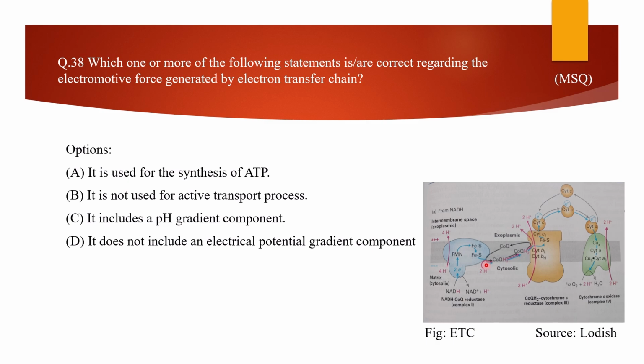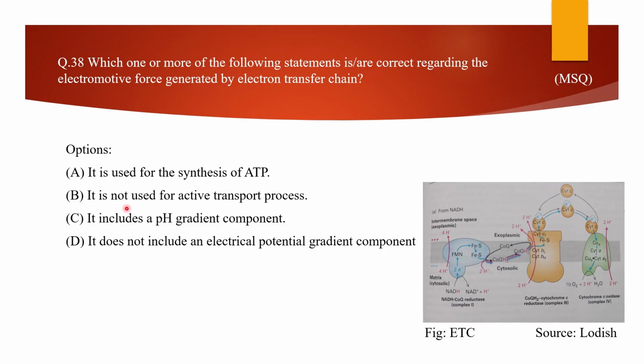There is an enzyme, ATP synthase, which is also embedded in the inner mitochondrial membrane and uses the proton gradient to synthesize ATP. This proton gradient drives ATP synthase, which uses the energy of proton flow to synthesize ATP from ADP. So option A, it is used for the synthesis of ATP, and option C, it includes a pH gradient component, are both correct.